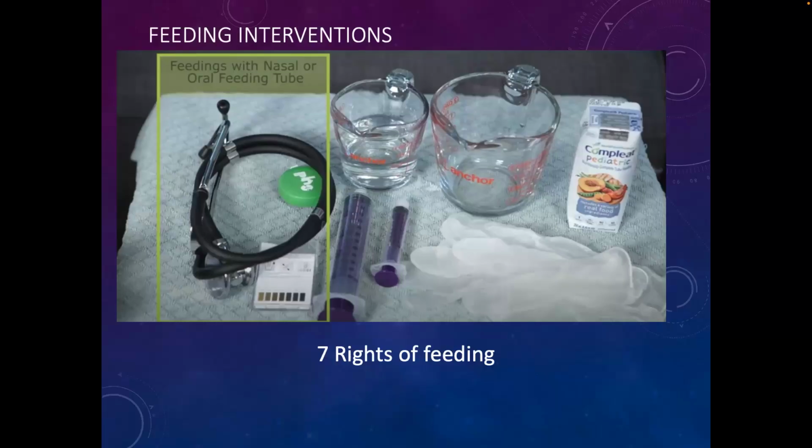So what you see here is just a setup of things typically you're going to need in order to check placement, right? So you want to make sure it's in the right place. And then stuff to dilute your solution so that you're giving the right concentration of your feeding, and it is also the right calorie. So every box has a certain amount of calories, so you want to make sure your patient is getting the right calorie.